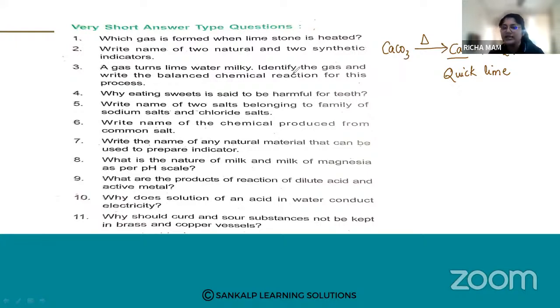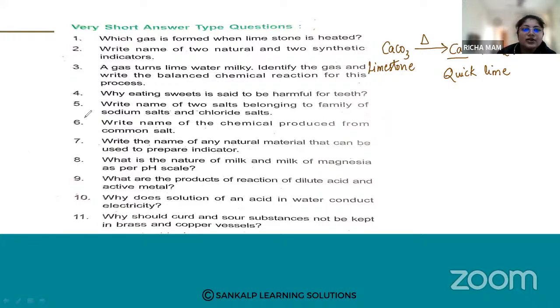So remember this. Calcium carbonate is the limestone. When we heat limestone, we get calcium oxide, which is called quicklime, and carbon dioxide gas is released. So what should be your answer? Which gas is formed when limestone is heated? Carbon dioxide gas is formed when limestone is heated. This is your answer. Let us go for the next question.